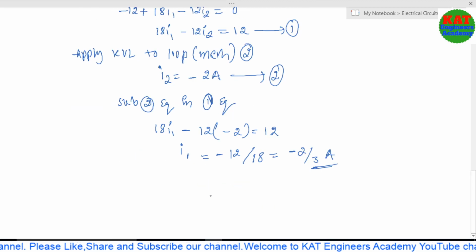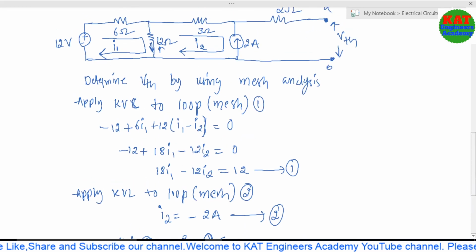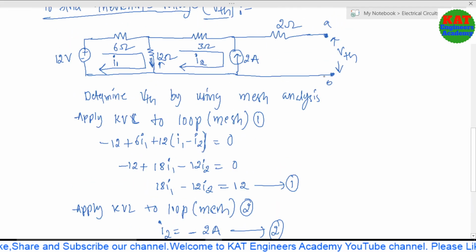Then you go for the VTH. How we have to evaluate the VTH, just listen. Here in our circuit VTH is the drop across A and B. So the drop across A and B, indirectly, we write the KVL equation for the outer loop. With the KVL equation for the outer loop, finally we get the VTH.